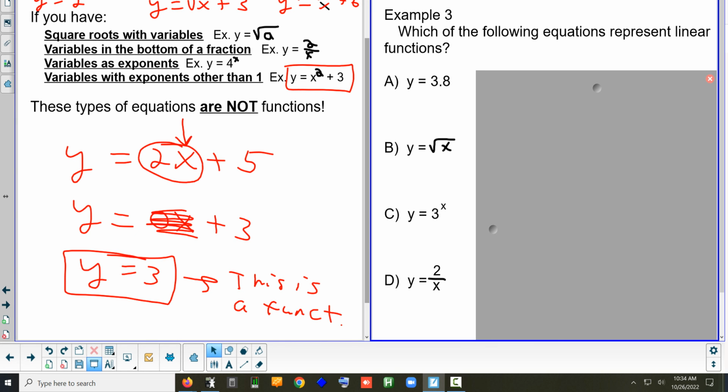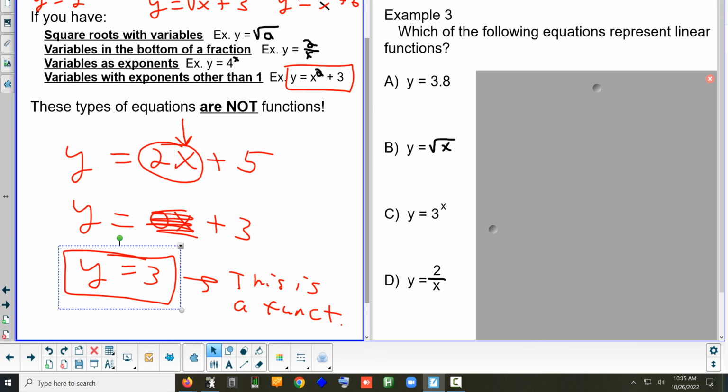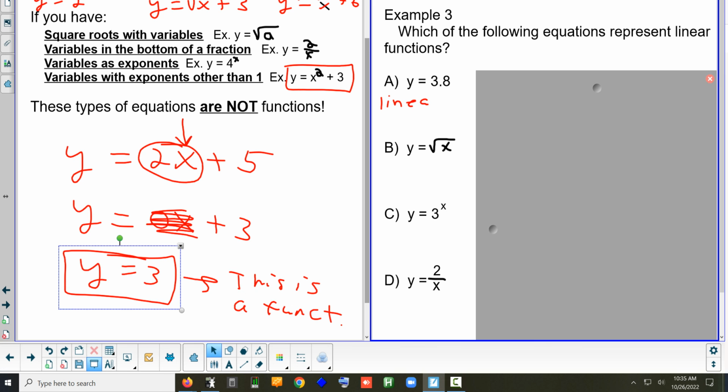So let's look at A. What do you think about A? Is A a function? Linear function. It's y equals a number. Caleb? I think it is. Yeah, we just said that. If you end up with y equals a number, it's a special case, but that is okay. So that is a linear function.